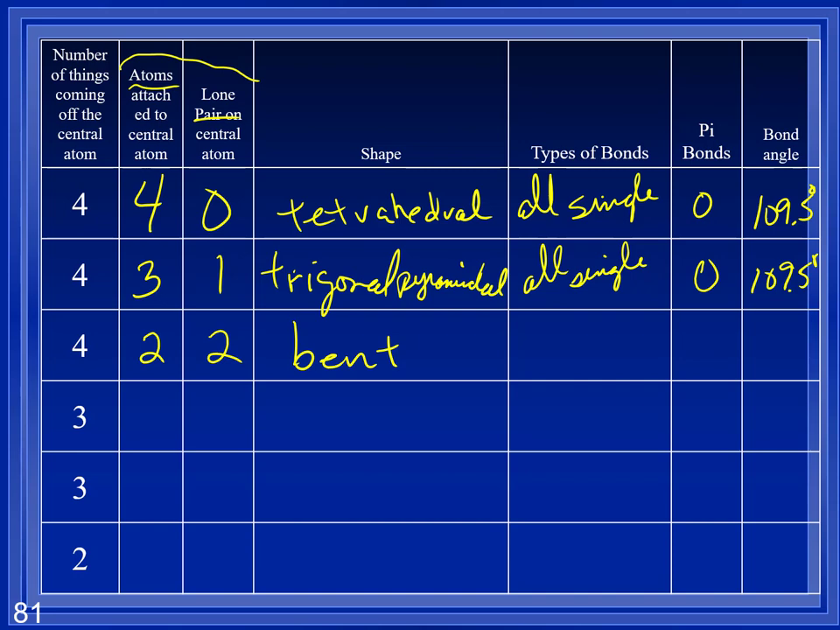What kind of bonds were they? They're still all single. How many pi bonds? There were no pi bonds because it was all single bonds, and that is 109.5 degrees still.